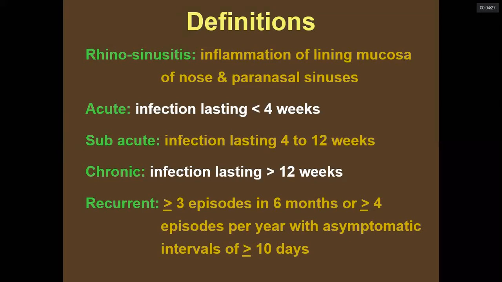And again, there is something called recurrent rhinosinusitis. It means more than 3 episodes in 6 months, or 4 or more episodes per year with asymptomatic intervals of more than 10 days. What you must know is acute and chronic. Whenever we term it chronic, it means it is more than 12 weeks, right? And some literature even says that after 12 weeks it is chronic, and they have included subacute in acute itself.